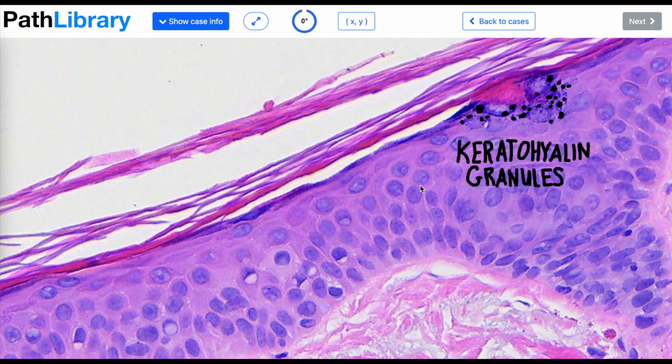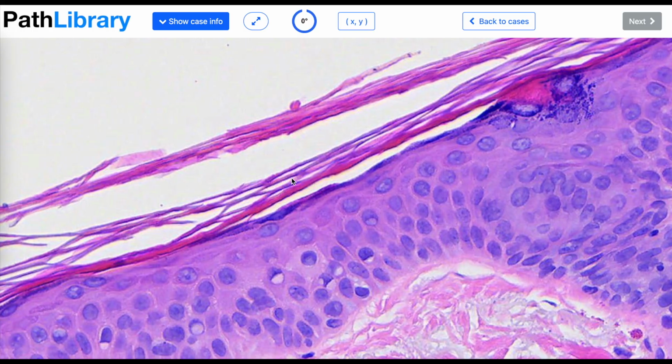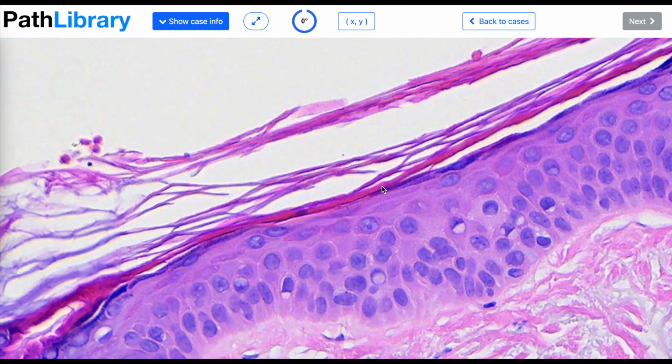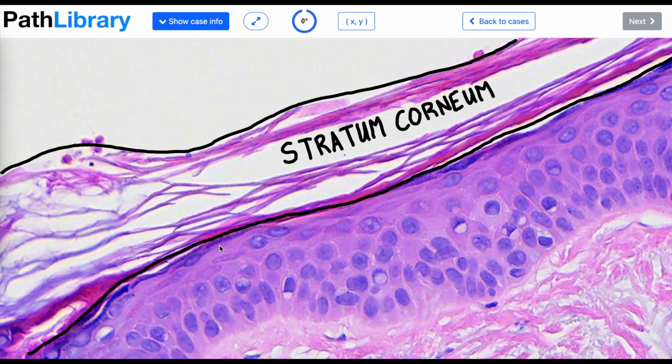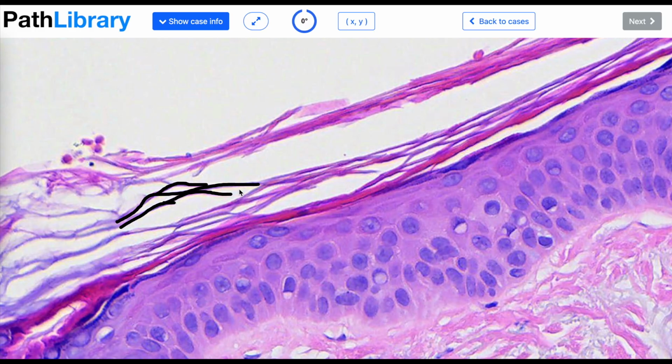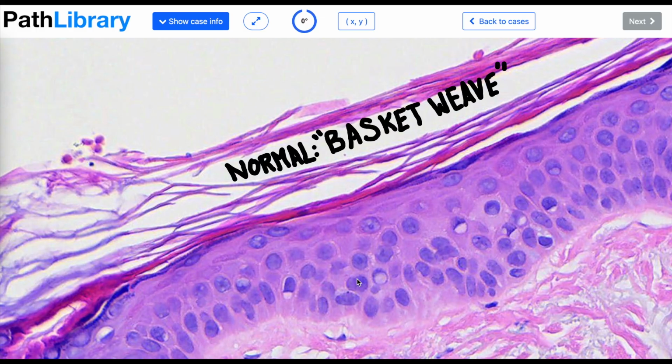Once keratinocytes reach that granular layer, they will finally die and become just acellular keratin, and that layer is known as the stratum corneum. The stratum corneum normally is composed of these strand-like keratin fragments, and it's separated by this clear space. This is known as a basket weave stratum corneum. That's the normal appearance of the stratum corneum.